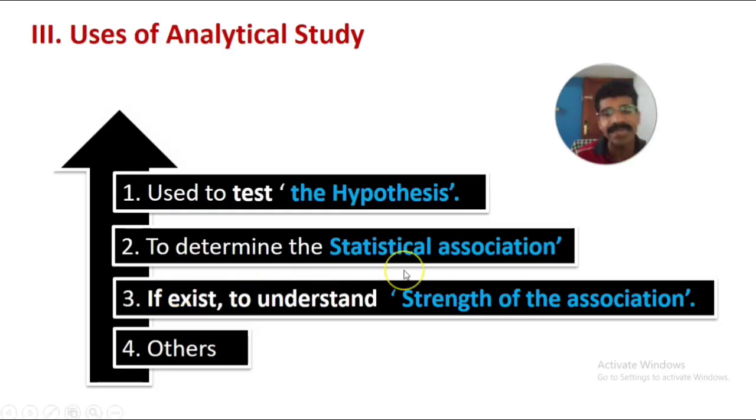Second, it is used to determine the statistical association present between the exposure and the outcome, or predisposing factors and the particular disease. If there is any statistical association between the etiological factor and the outcome, we can understand the strength of the association. The strength of association is also found in analytical study. So analytical study is also used to determine the strength of the association between the exposures and the outcome or disease. These are some of the important uses of analytical study in epidemiology.